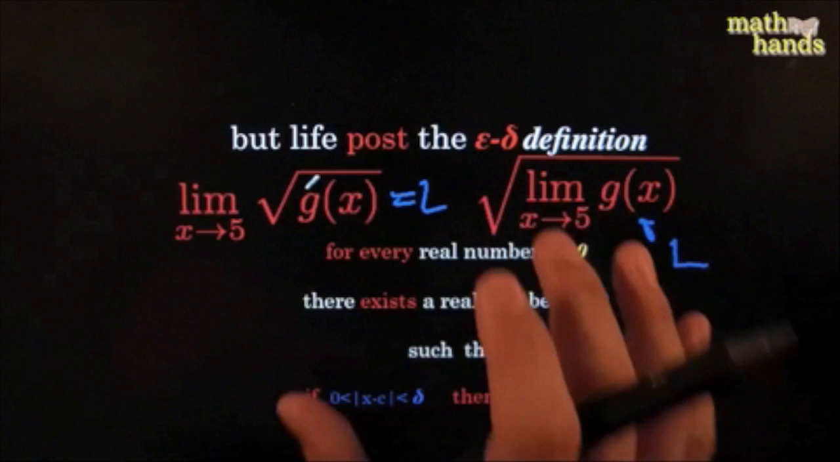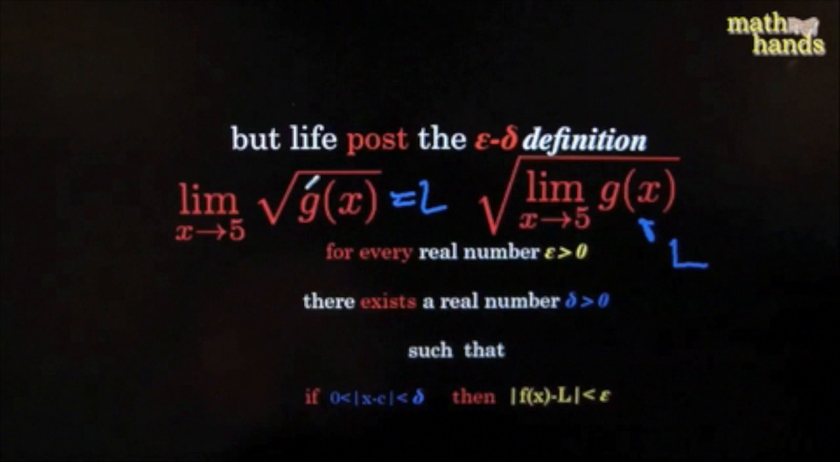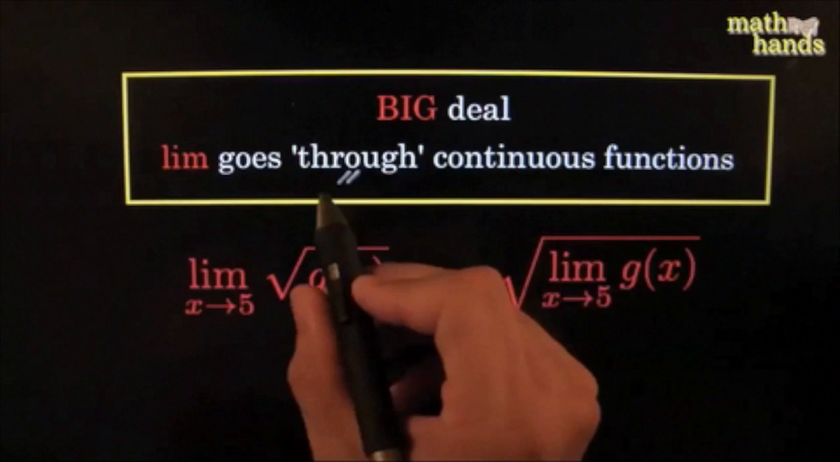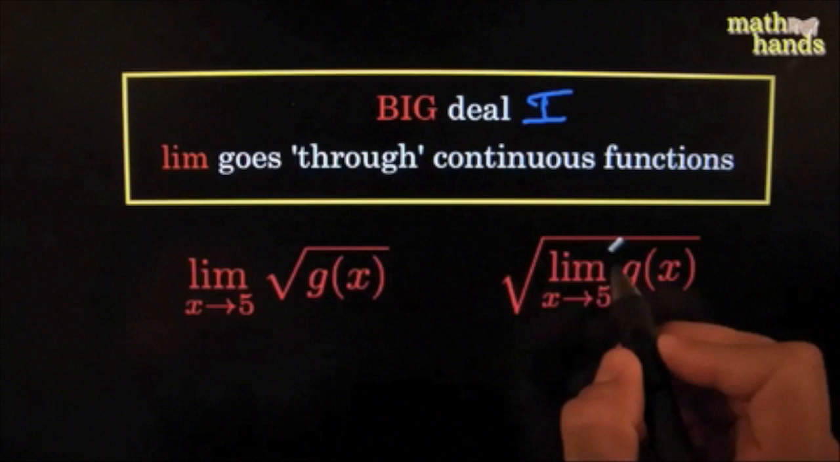This is a really nice problem when you're ready for it. I suggest you take a look at that. But for now, what I'm trying to do is sell continuous functions, and the precise answer to this problem and many, many other problems like it is brought to you by this thing that I call big deal number one. Big deal number one says that if your function is continuous, you can go through it.